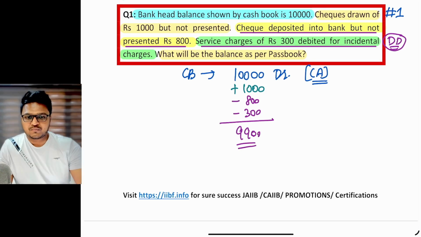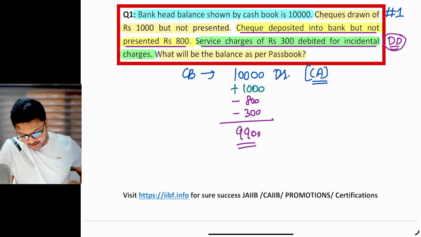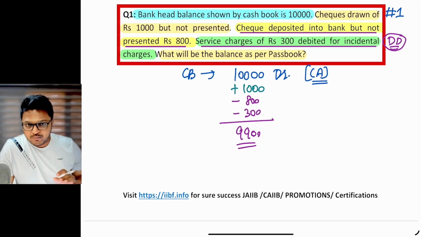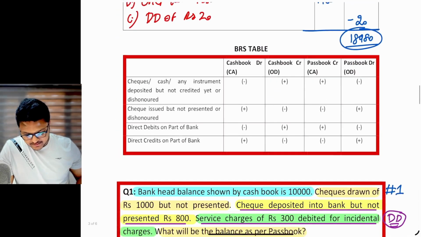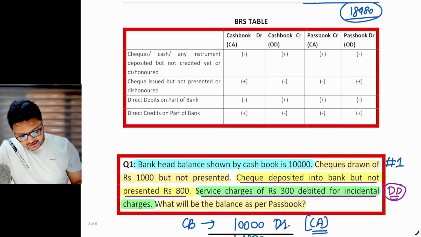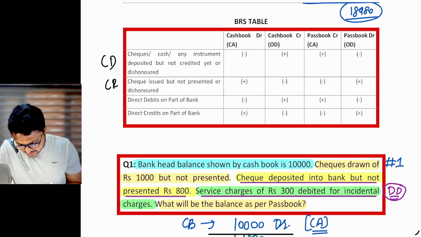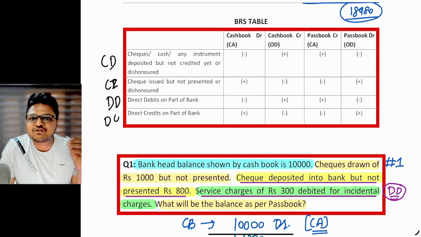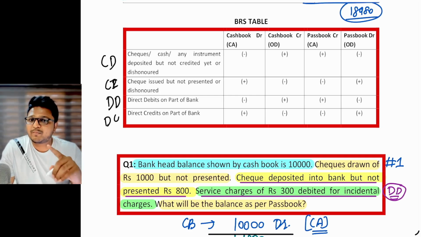Kindly please confirm. But what if I just tell you that even for solving such questions, you need not worry about all the things. Just memorize this table, right? And for memorizing this table, you need to memorize CD, CI, DD, and DC. Now CD is for the check deposited but dishonored or something like that. CI is for check issued but not presented or dishonored. DD is for direct debits, and DC is for the direct credits.